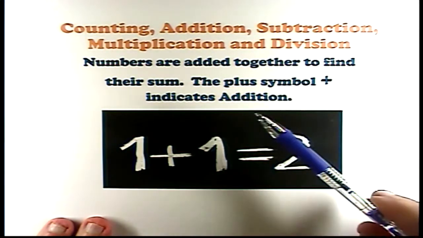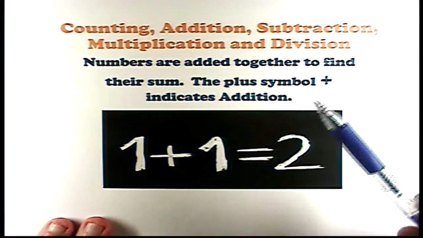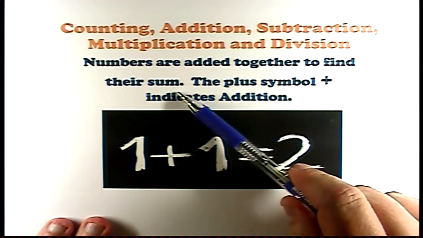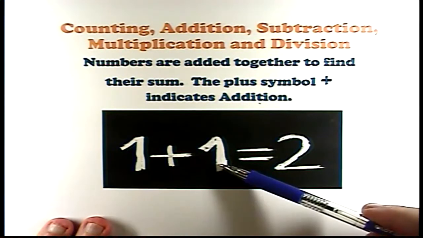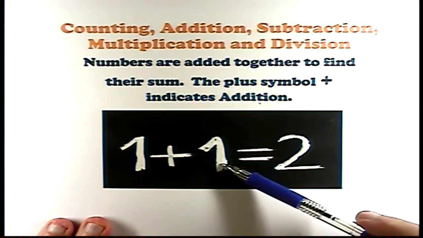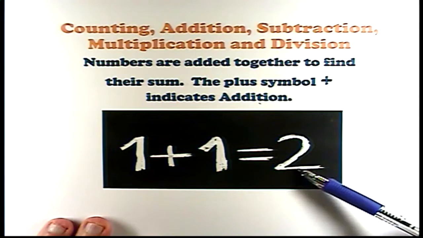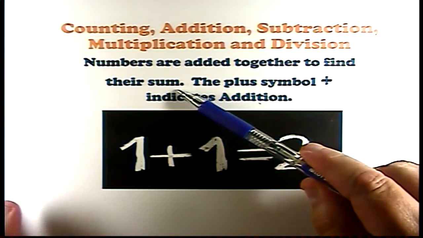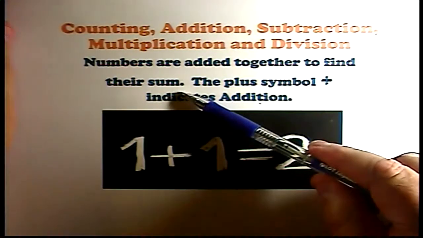Numbers are added together to find their sum. The plus symbol indicates addition. But what I really want you to try and remember in this is sum means addition. 1 plus 1 equals 2. A number added to another number is going to produce a sum. So always remember, when you hear that word sum, S-U-M, that means addition. Okay? So just put that in your mind when we're doing an overview here.